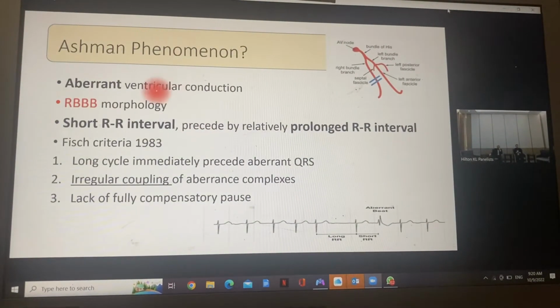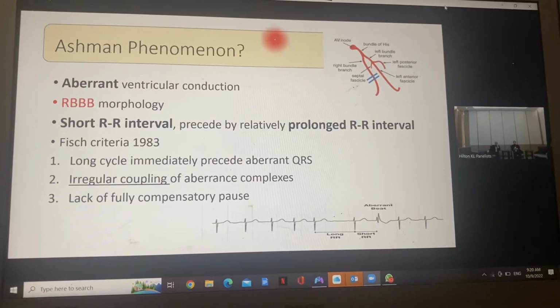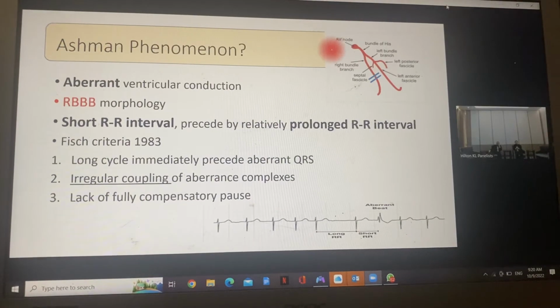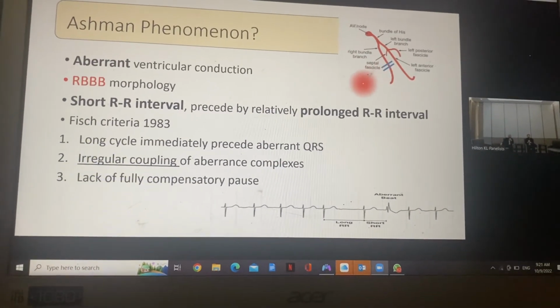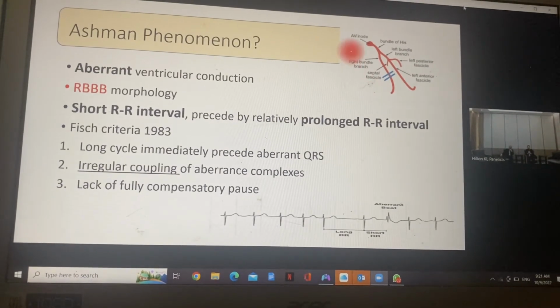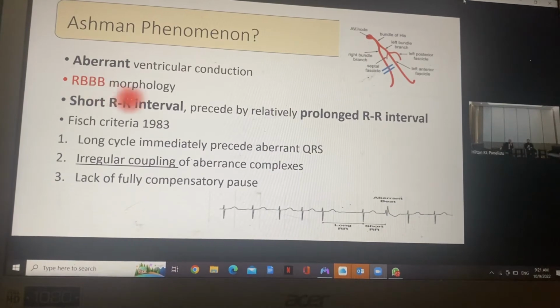Ashman phenomenon means there is aberrant ventricular conduction. Just to recap again, normal conduction starts from the SA node, goes to the AV node, and then goes to the bundle branches. If there is a block, or maybe the right bundle is refractory, the conduction will go down the left bundle, and when that happens, they can have a right bundle branch morphology.